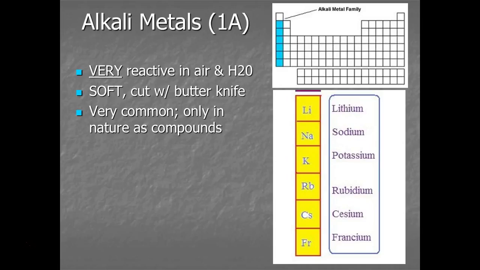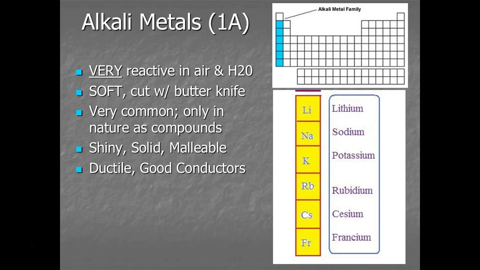And then there are lots of alkali metals in compounds, but they don't exist as their own elements because they're so reactive. When we look at them, they're shiny, solid, and malleable. Malleable means that you can shape them into different things. In this case, you can shape them with your hands. So they have a consistency that's sort of like clay, maybe like a really hard clay.